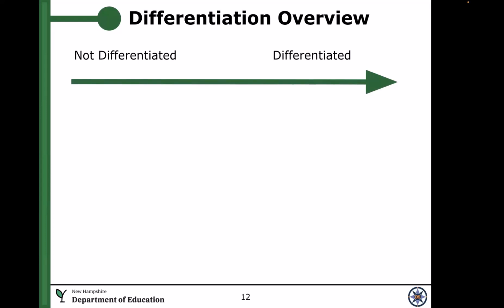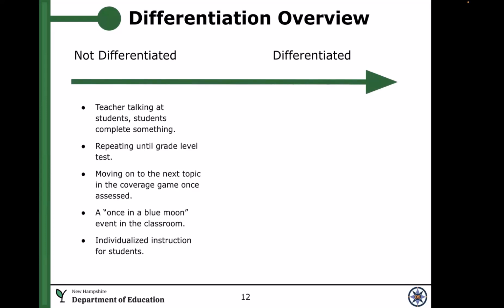So when we're talking about things that are not differentiated, we're talking about us standing up at the board, talking at students and asking them to complete something. That's not differentiation, right? We're not asking kids to just repeat all the information over and over in the same way until the assessment's given. We're not moving on super quickly just because we addressed a topic and, I'm so sorry, they didn't get it.